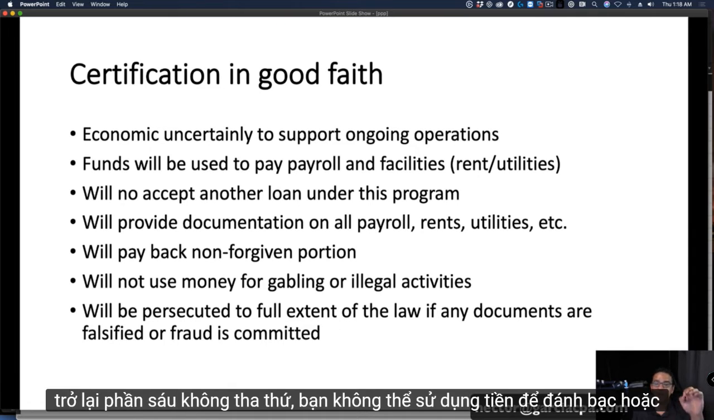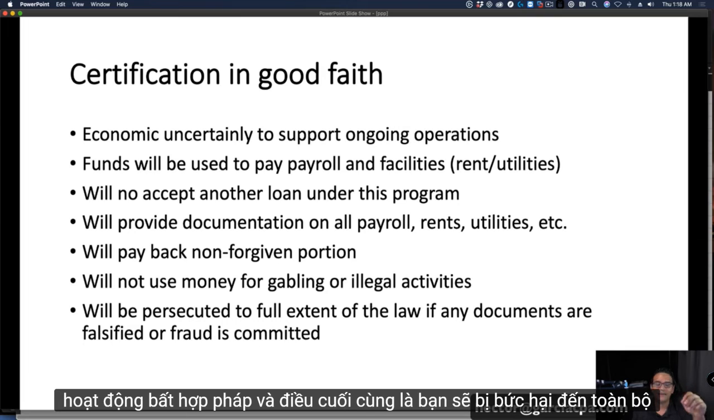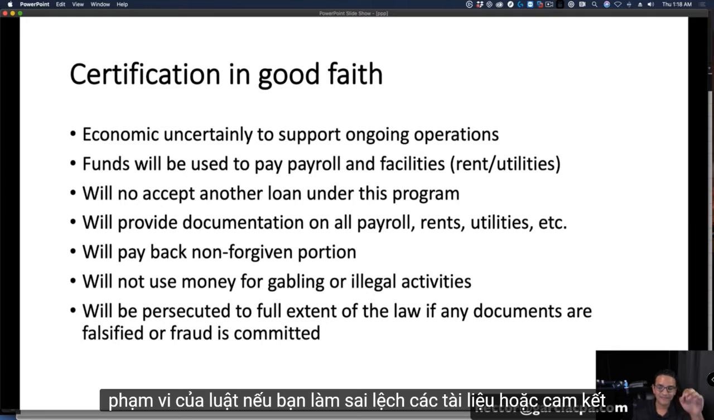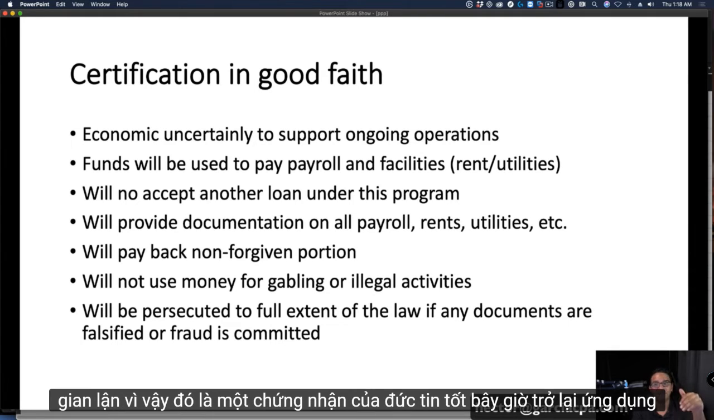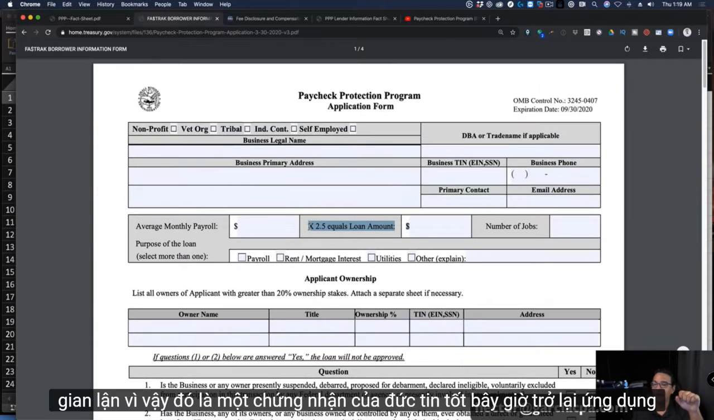Five, you're going to have to pay back the non-forgiven portion. Six, you cannot use the money for gambling or illegal activities. And the last one is that you will be prosecuted to the full extent of the law if you falsify the documents or commit fraud. So that's a certification of good faith. Now back to the application.